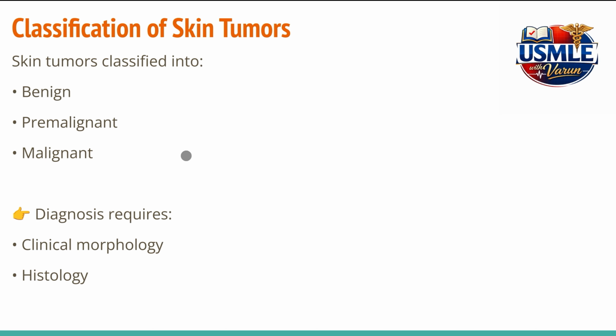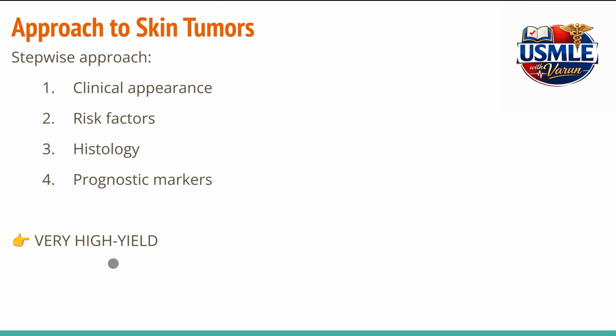Skin tumors can be broadly divided into three main categories: benign tumors, which do not invade or metastasize, pre-malignant tumors, which have the potential to progress into cancer, and malignant tumors, which can invade and spread. The key point is that diagnosis is not based on a single factor. We need to combine clinical appearance and histology because sometimes lesions can look similar clinically, but they behave very differently.